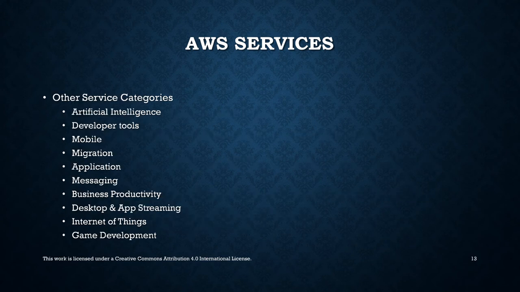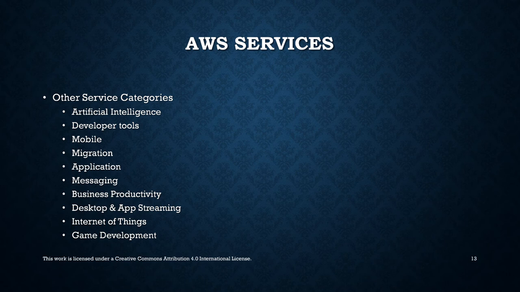A number of additional and comprehensive services are available through AWS in categories including artificial intelligence, developer tools, mobile, migration, application, messaging, business productivity, desktop and app streaming, the Internet of Things, and game development. The AWS Overview document provides more details along with specific services available for each category. For example, in the migration category, AWS has developed services for database migration and secure transport of vast amounts of data using Snowball. Artificial intelligence services allow users to generate predictions based on data trends from applications and other services.